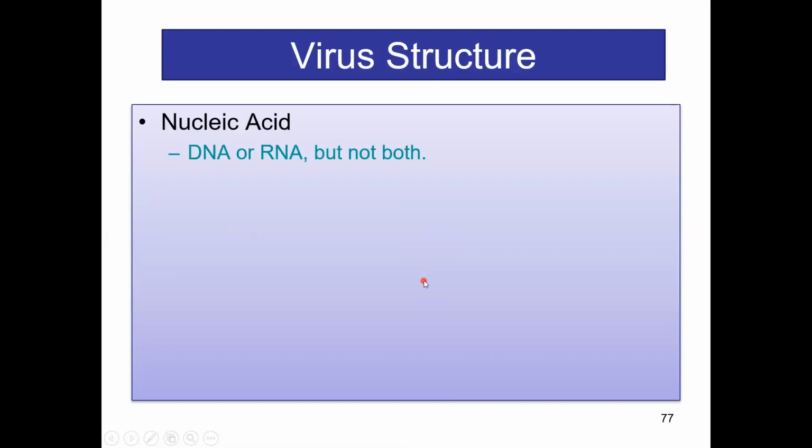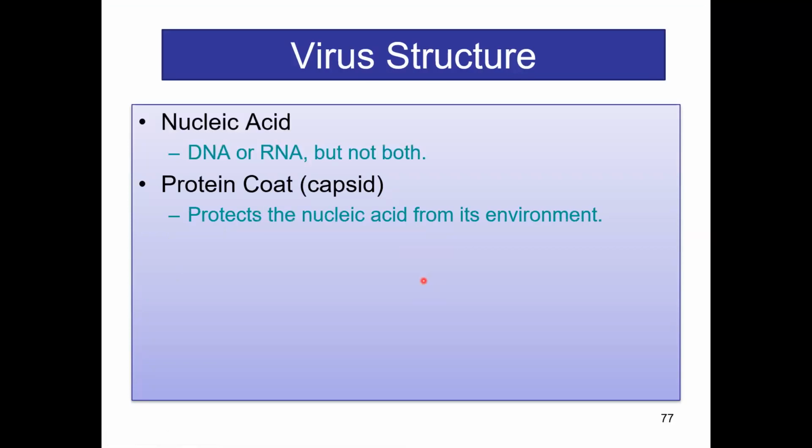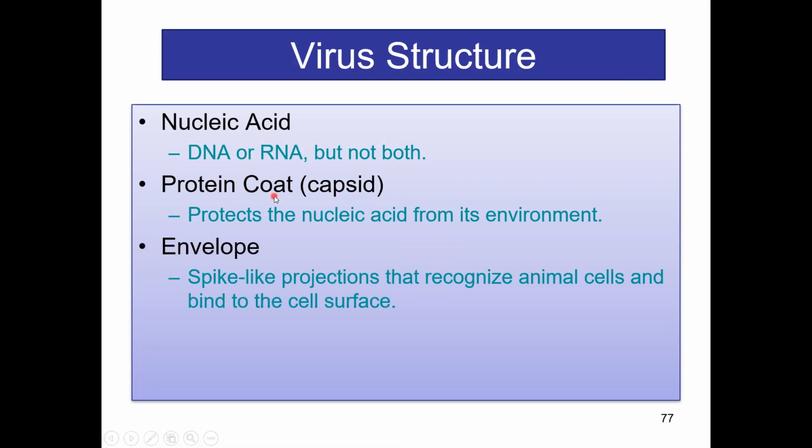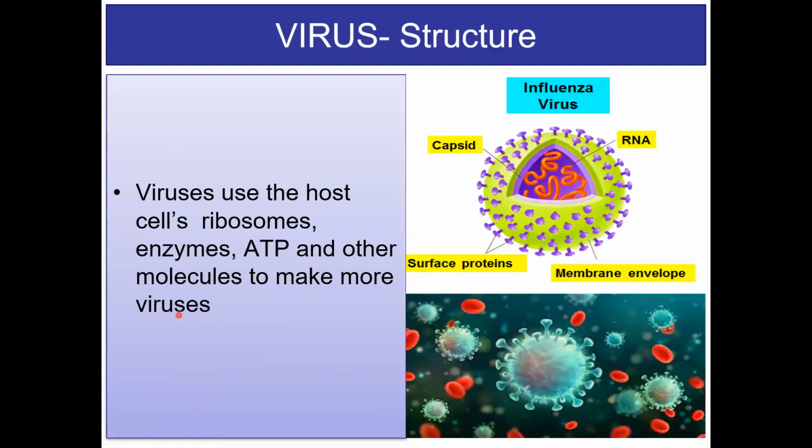So the structure of a virus, you should know it. The nucleic acid is either DNA or RNA, not both; both can never be present. The protein coat is the capsid, and they have the envelope on which spike-like projections are available so that they can identify the host surface. Okay. So viruses don't have metabolic machinery, that's why they are considered acellular, non-cellular and non-living.